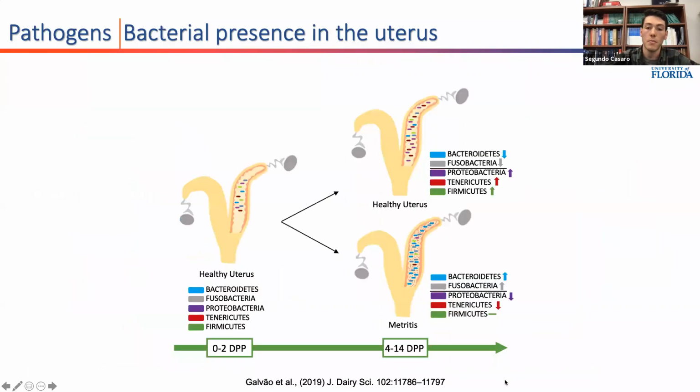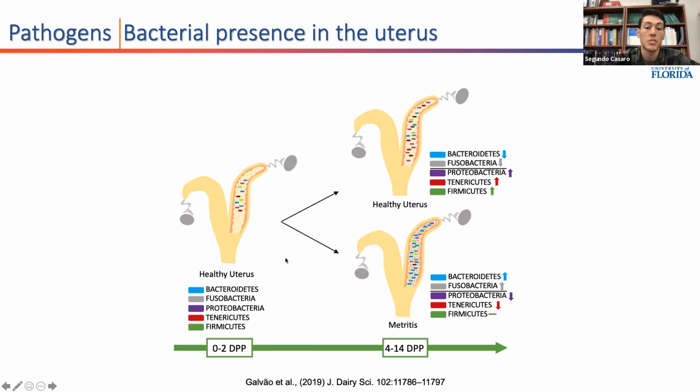Now, this increase in Fusobacteria that we saw in the study by Bicalo was also found in other studies of the uterine microbiome, and it's represented in this figure by Dr. Gavao, in which healthy cows and cows that will develop metritis have the same bacterial population in the uterus by the day of calving.